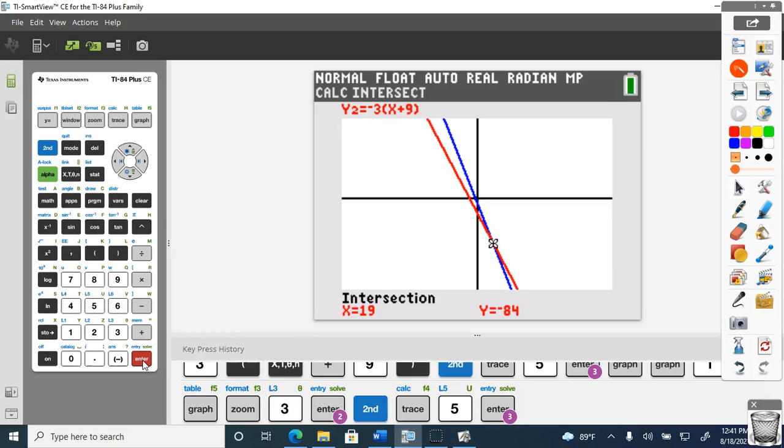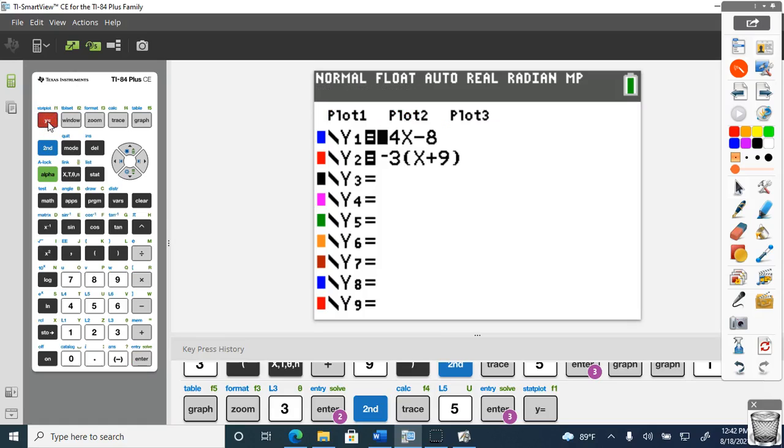All right, so I'm only needing the x part. So my answer for what number is this? 13? My answer for 13 is x equals 19. Everybody with me? Okay. Let's go back to y equals, and let's do the next problem.